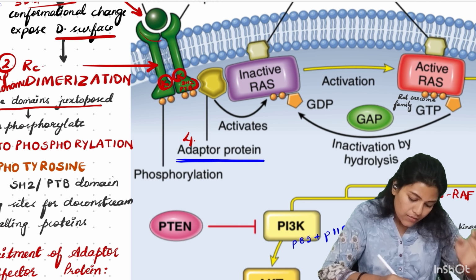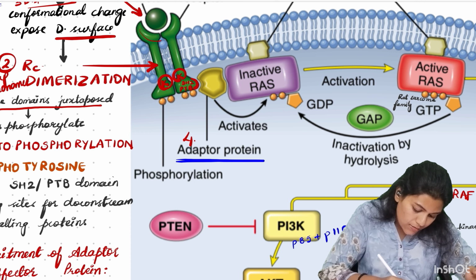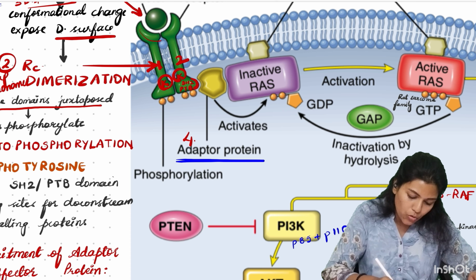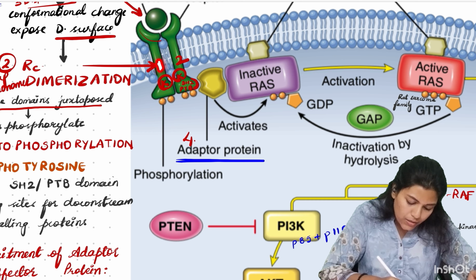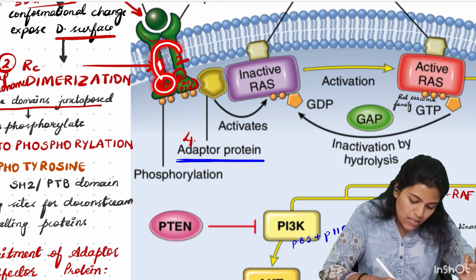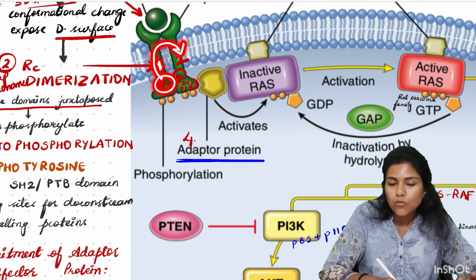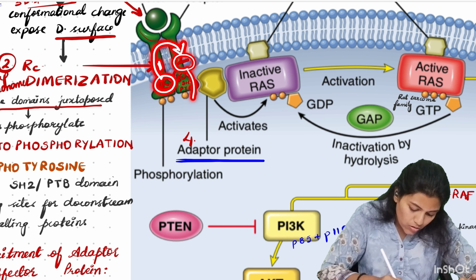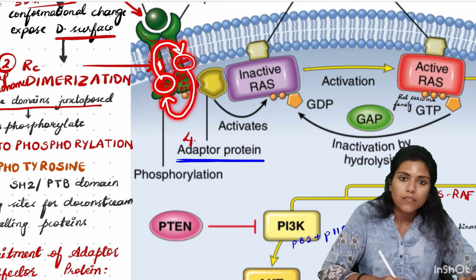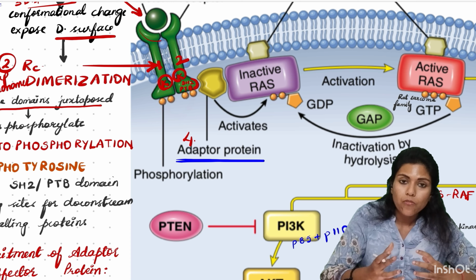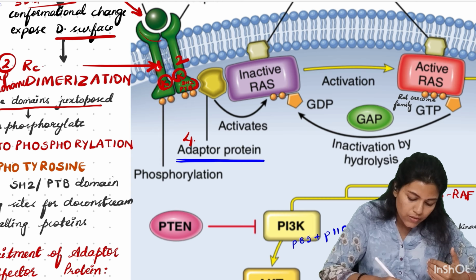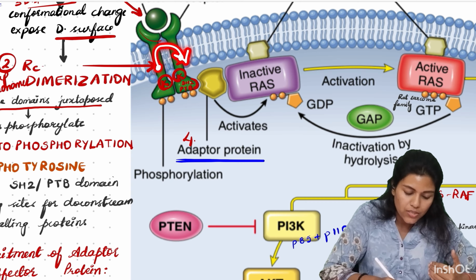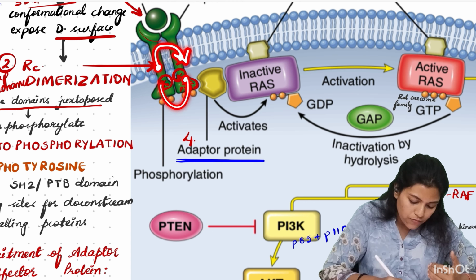Transphosphorylate means, consider this is the first monomer, this is the second monomer. The kinase of the first monomer will add phosphate to the second monomer, and the second monomer will add phosphate to the first one. That means they are phosphorylating each other. This will add to this one in exchange, and the second will add to the first one.